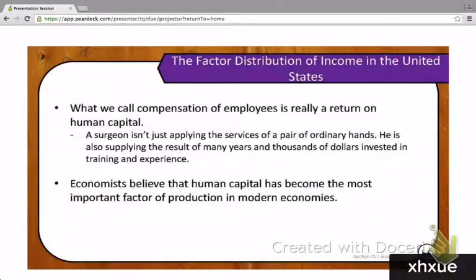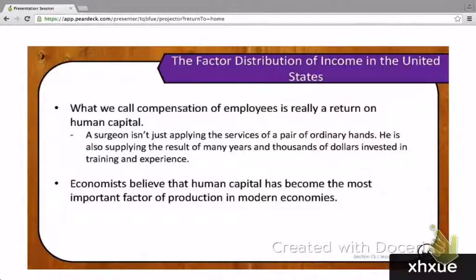So what we call compensation of employees is really a return on human capital. When you are paid for your labor, you end up getting more money because you have invested in your education, your experience, and your training. That's why you go to college, to improve your human capital so that someone will be willing to pay you more money for your human capital in the future.